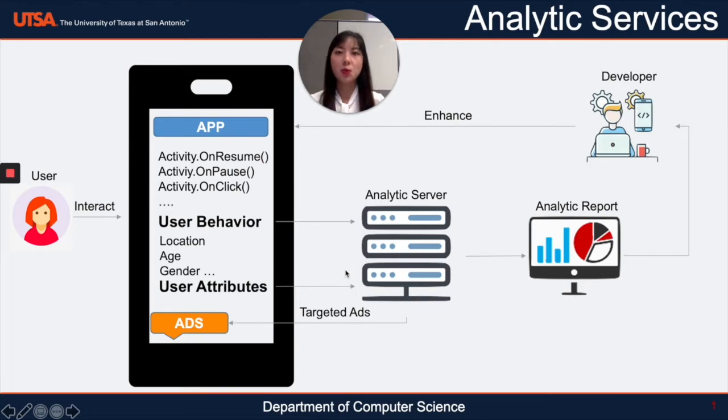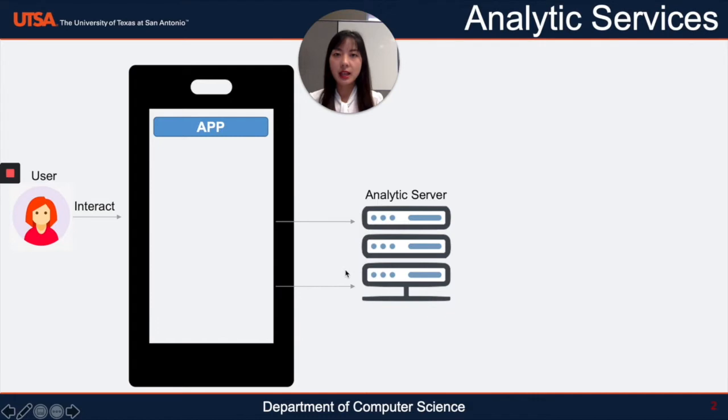Analytic service has been widely utilized to track users' behavior on mobile apps. The collected behavior data is valuable for the app company to understand how their application works and what they can do to improve it. Let's see how it works. When a user is interacting with an app that's connected to an analytics server, user behavior data will be collected. They are basically everything the user does within the app, like which button the user clicked.